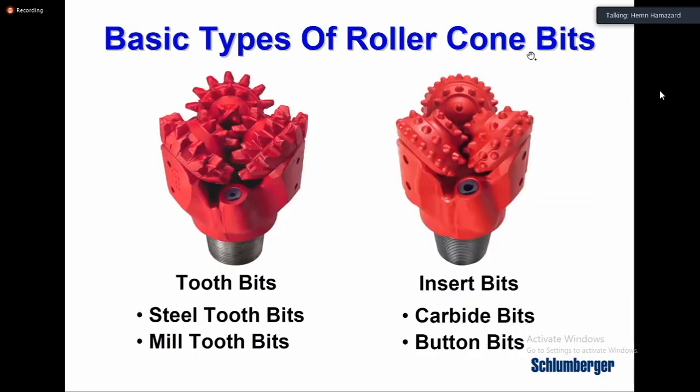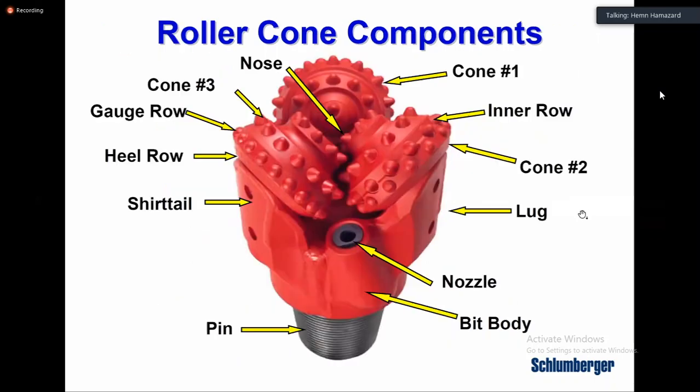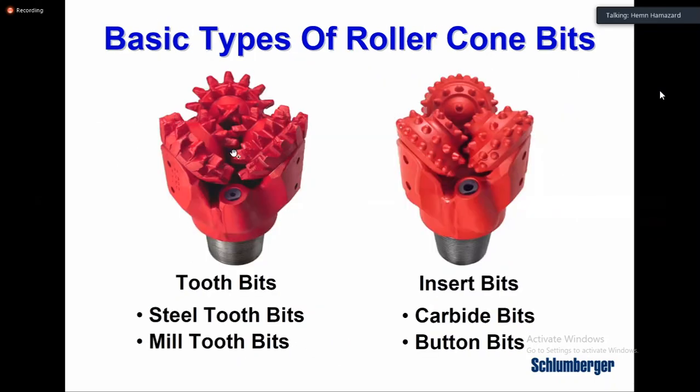Basic types of the roller cone bits, as you see in this picture, can be easily recognized. This is what we call tooth bits. It has big teeth like this, and then you have insert bits like this. This can be carbide inserts. And also in here you have steel tooth bits, and also you have mill tooth bits. These teeth can be designed in steel material, or it can be designed as a mill.